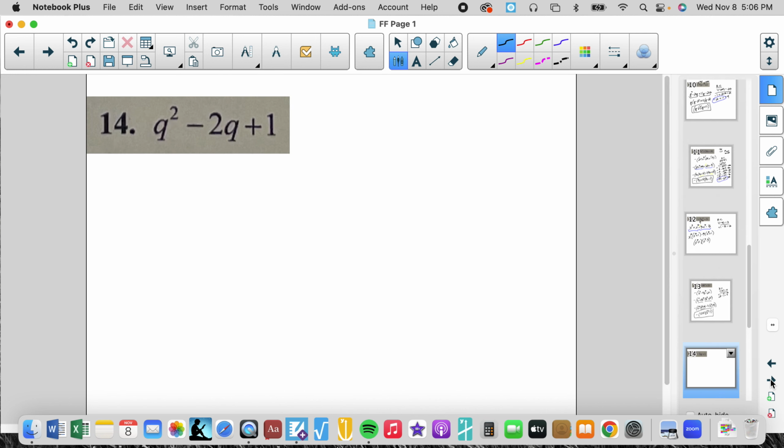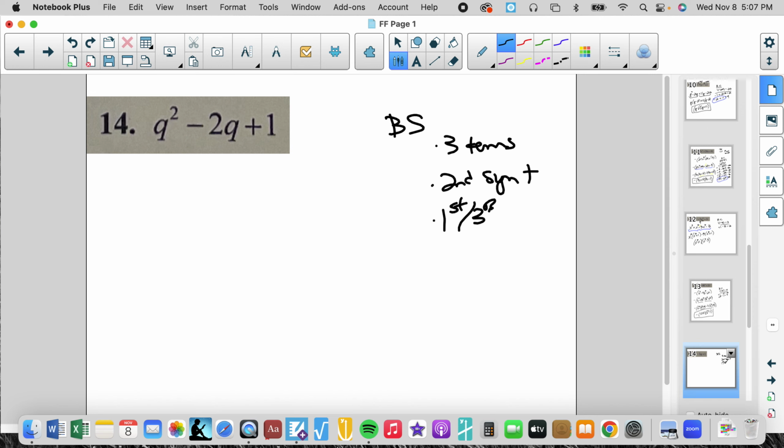All right, number 14. So this is a binomial square. How did I know that? 3 terms. Second sign, positive. This is the first sign, this is the second sign. That's what I mean, second sign. Second visible sign. Yes, I know, it's a little contradictory.